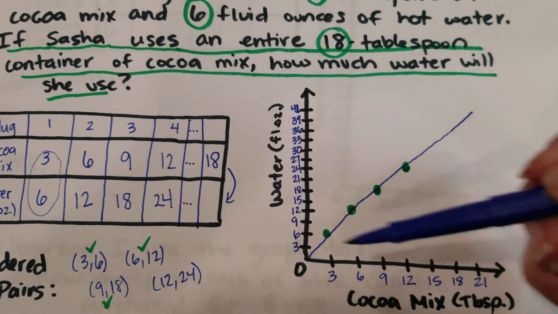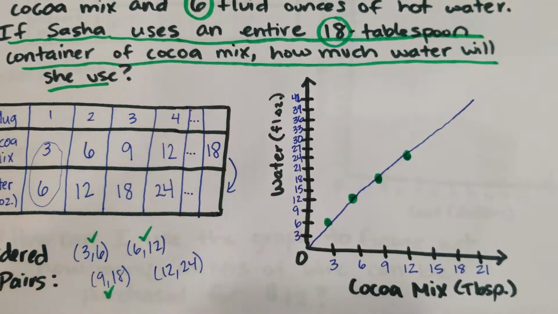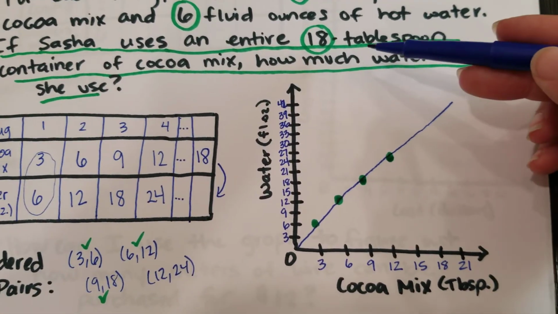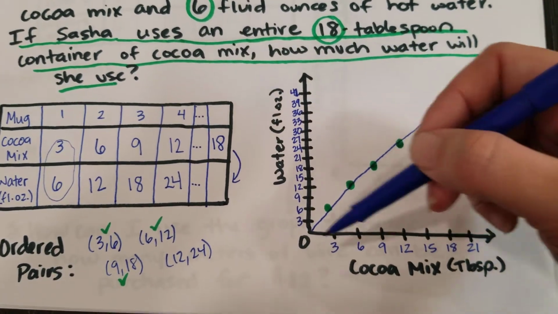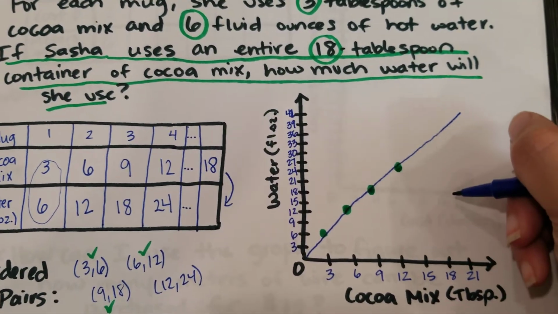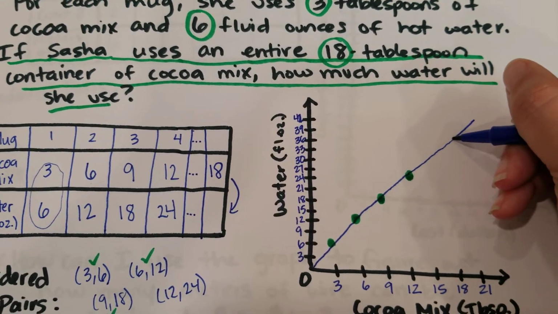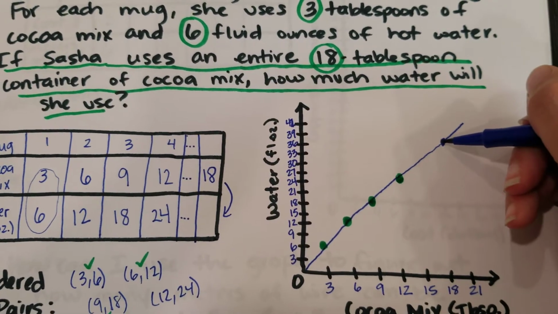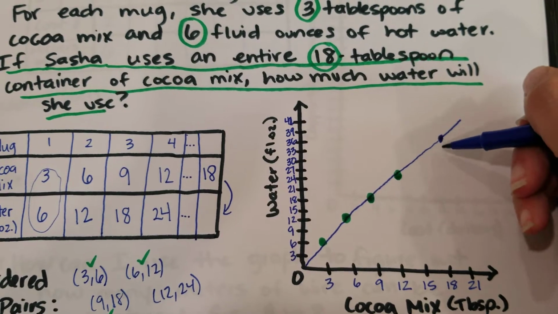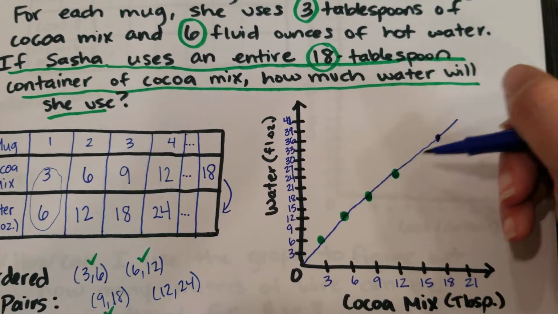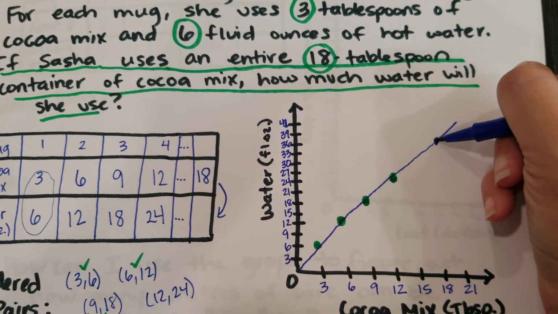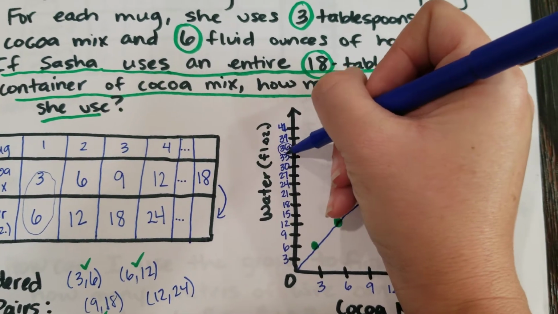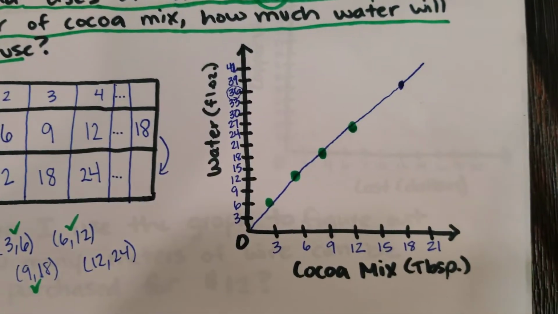All right, so now instead of finding the rule and using the rule to do the table, I could just look over here. So if I go over to 18, because remember it's 18 tablespoons, how much water is she going to use? If I go over to 18 and I go up to my line, it's about here. Yeah, about there. Okay. And then how do I find out how much water for that? So the 18 dot is here on the line, because remember it has to be on the line for that rule. If I look over here, how much water is that? It's about 36 fluid ounces. So I can actually get my answer from the graph.